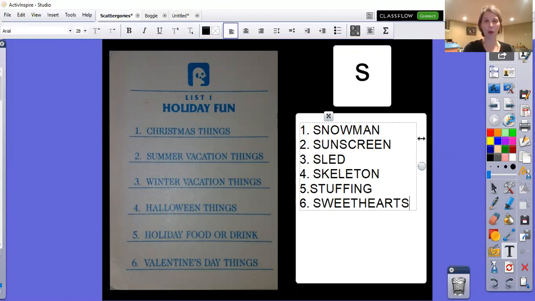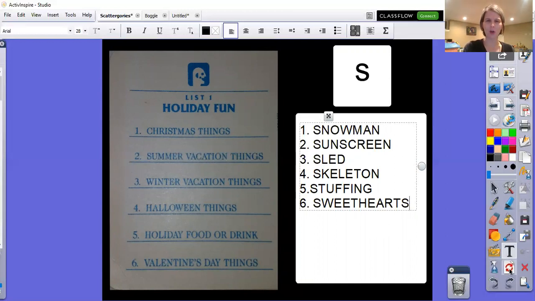Okay, I got it done before 1 minute. We wait for the timer to go off. Everyone has their list ready, and you go through one at a time. We'll say Christmas things, and each person says their answer for number one. If anyone else I was playing against had snowman, we have to cross it off. If no one else had snowman, I circle it and give myself a point. And then you go through number two, summer vacation things, and you all read off your number two. And you keep going until the list is done. That makes sense, right? Pretty easy.